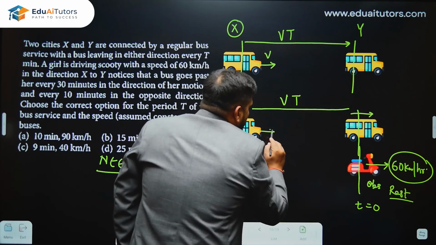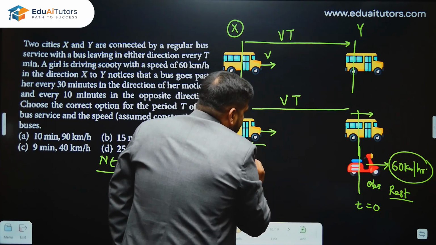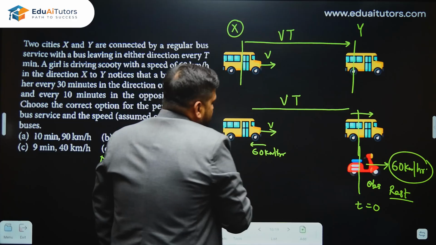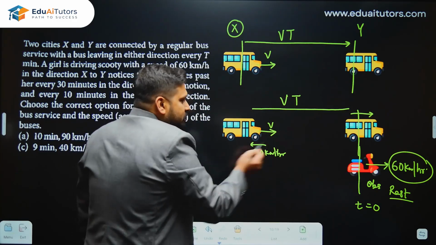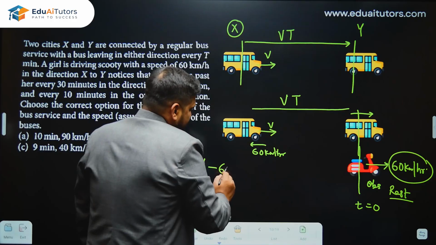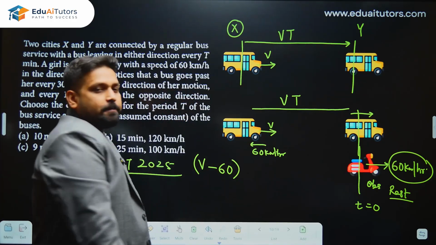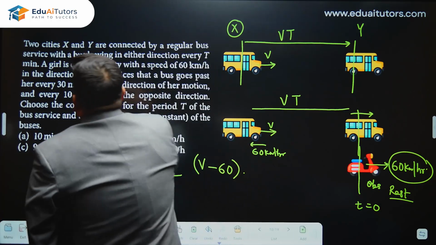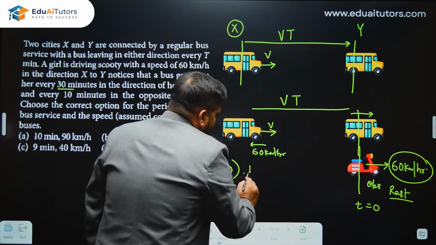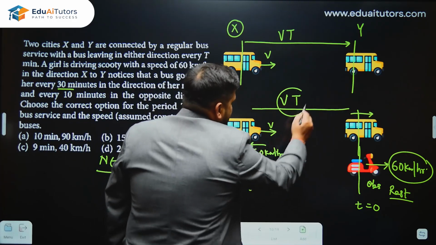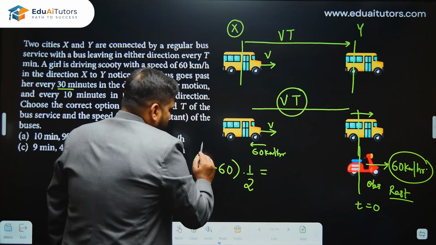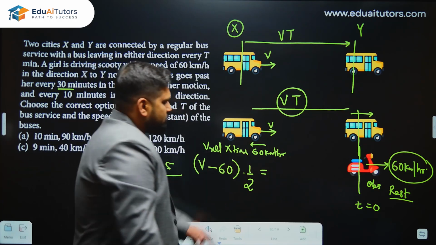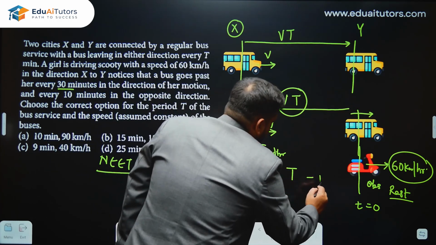So if the bus was moving with V and the scooty has given it 60 km per hour in the opposite direction, right? The net speed of the bus, or the relative speed of the bus with respect to the scooty, will become V minus 60. This relative speed times the time, which is 30 minutes, and 30 minutes is half an hour. So V minus 60 times half must be equal to the distance, because relative velocity into time must be equal to distance, right? And distance is what? V into t. This becomes our equation number 1.